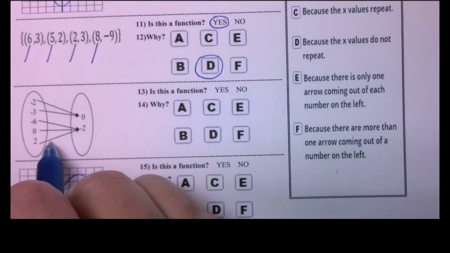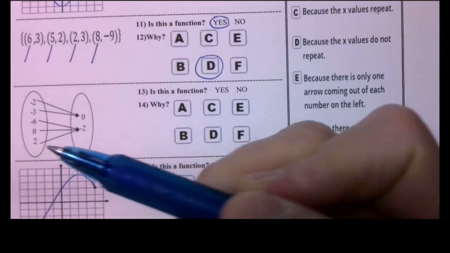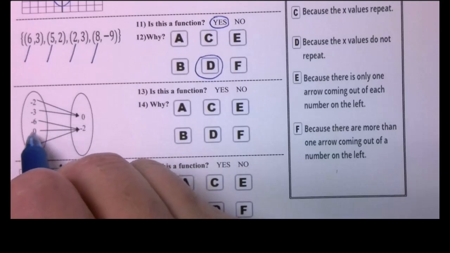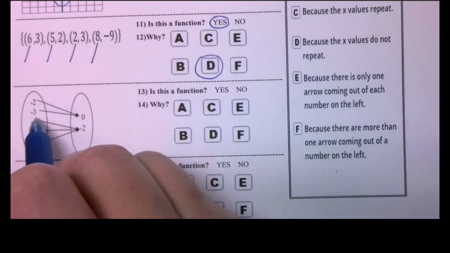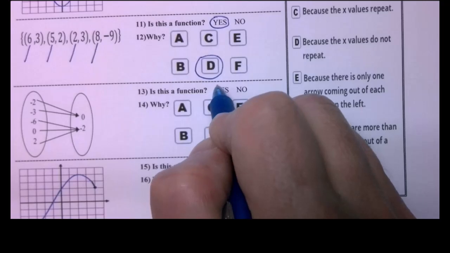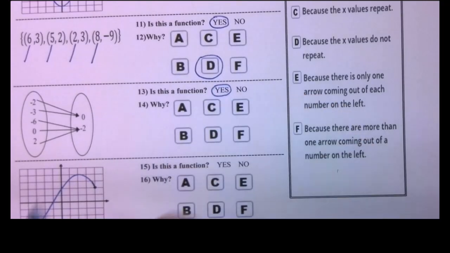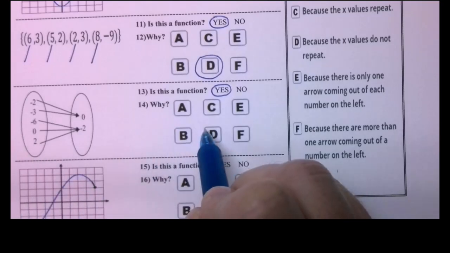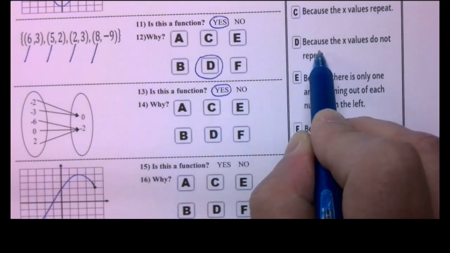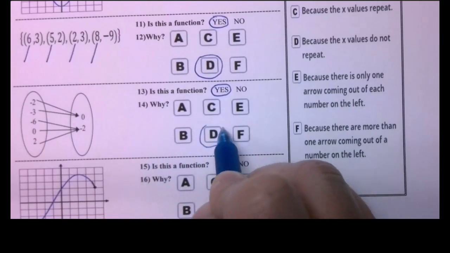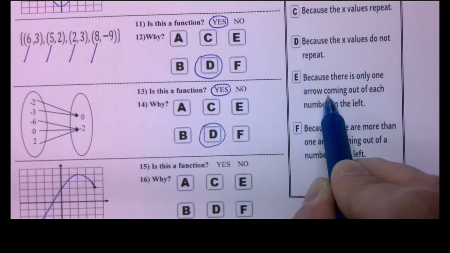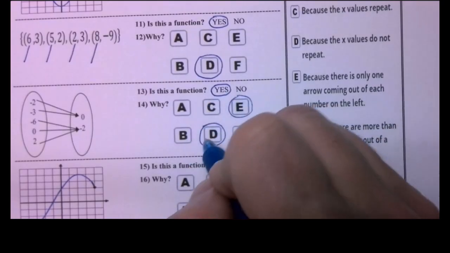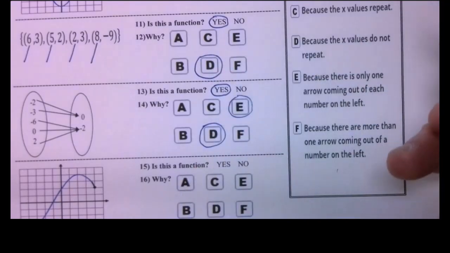The next one is this mapping, and remember there has to be two conditions. The x value does not repeat, which it doesn't, and there's only one arrow coming from the left to the right, so then yes, it is a function. So in this one, you need to demonstrate the two reasons why. The first reason is because the x value does not repeat, and the next one is because there's only one arrow coming out from each number on the left. So on the Go Formative, you'll be checking both boxes in order to get the green light.